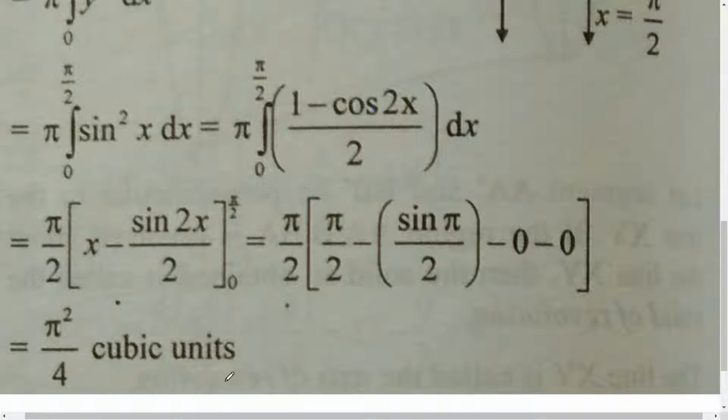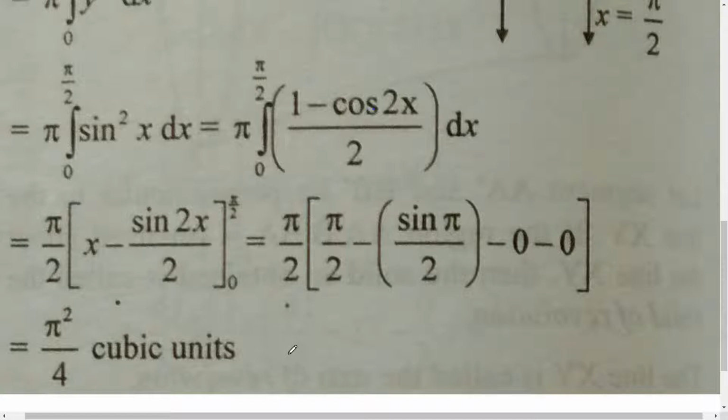So the volume of the solid generated by y equals sin x and x equals 0 to x equals pi upon 2 is pi square upon 4 cubic units. This is your correct answer, and in the competitive exam you can choose the option wherever pi square upon 4 is given.